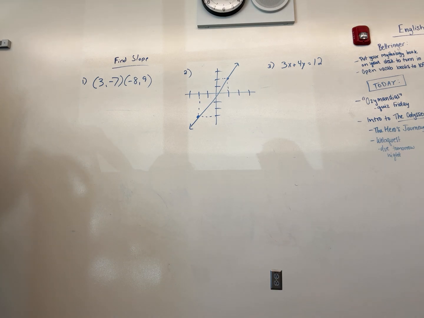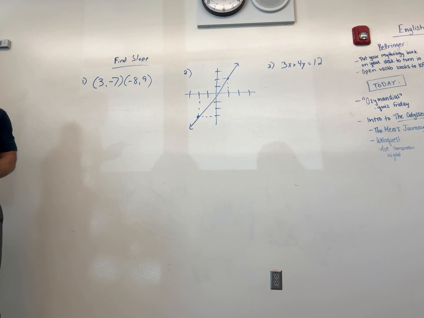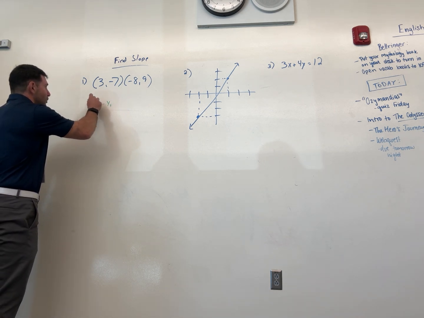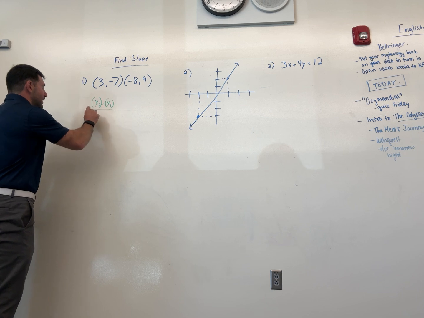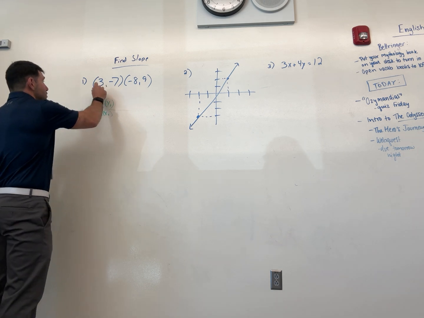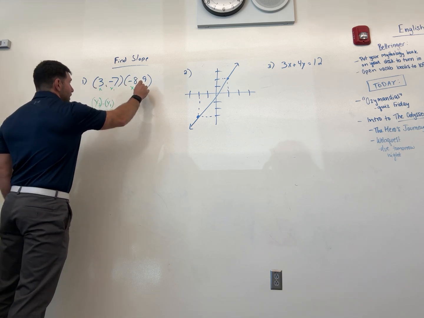Ooh, that's good. Okay, so number one, finding slope. This is with the formula: y2 minus y1 divided by x2 minus x1. So x1, y1, x2, y2. There we go.